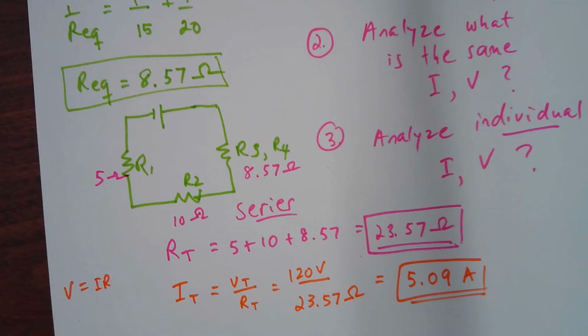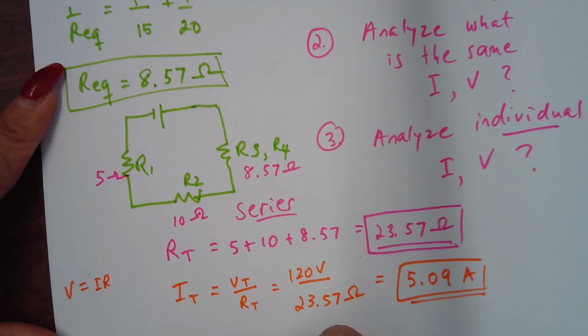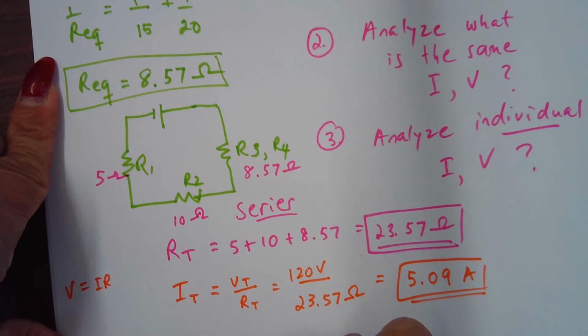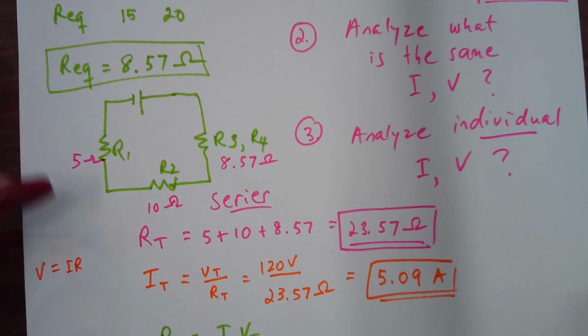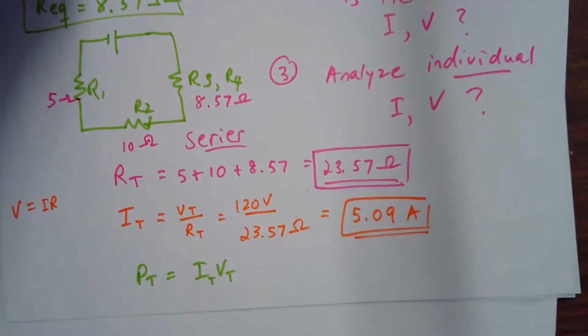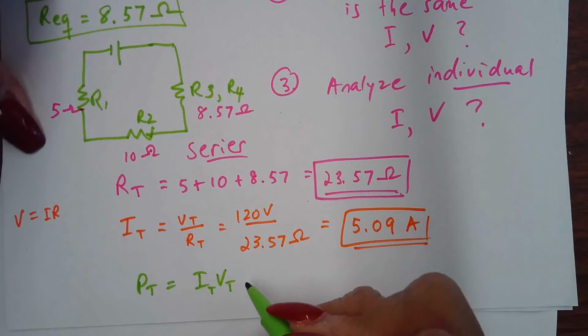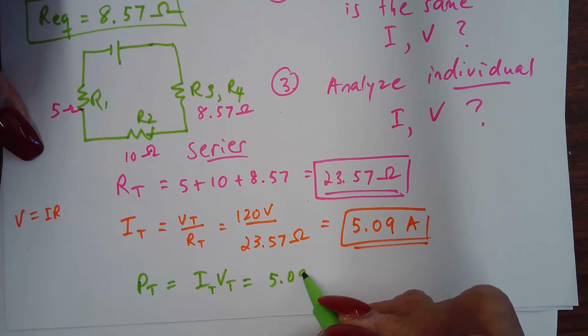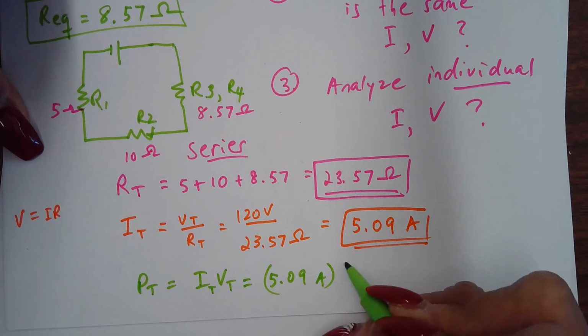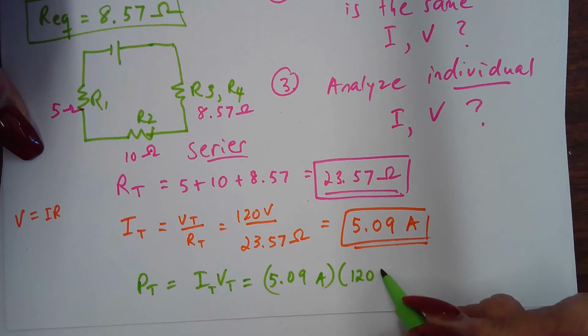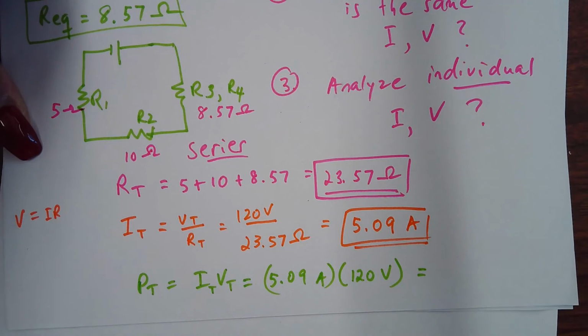Can we calculate the total power now? Yes. Okay. So total power P equals IV. Because we're looking at total, everything has to be total. So far, pretty easy, right? Okay, so I is 5.09 amps. The volts is 120 volts. Can you get your calculator and give this number to me, please?